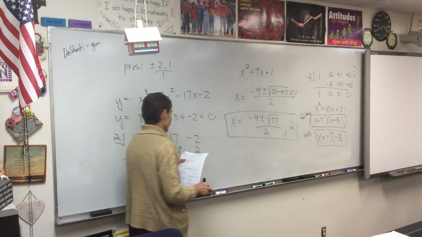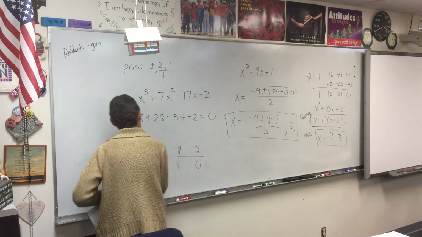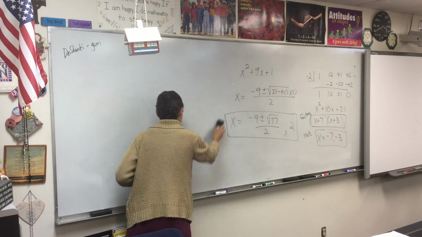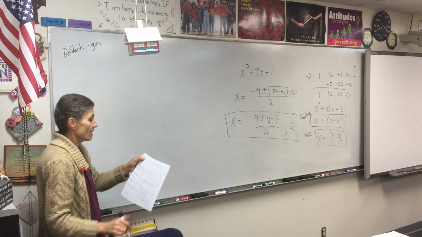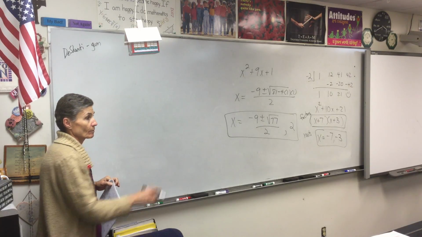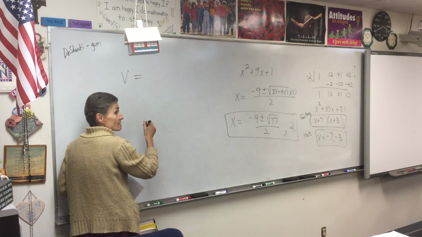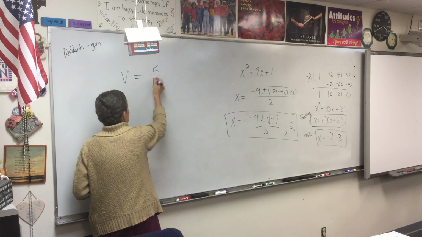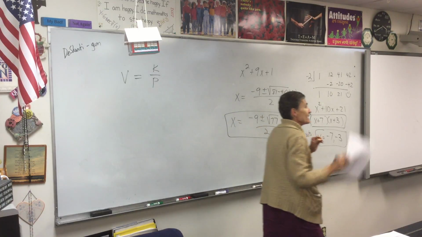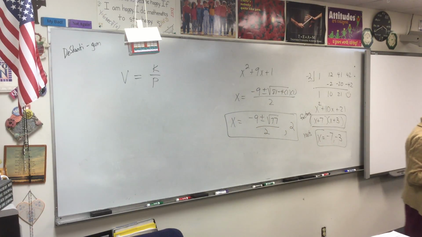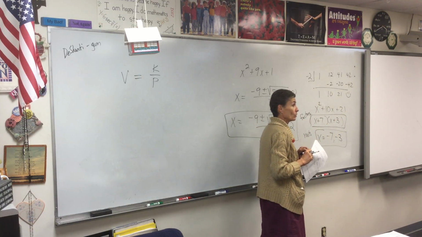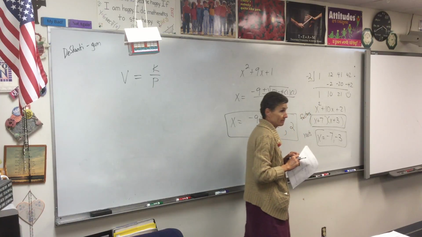All right, number 11. Volume varies inversely as pressure. Stop. Do not read any further. Write me an equation that represents volume varies inversely as pressure. V equals K over P. How did we know it was K over P? Inverse. That's what we do with inverse. If it were direct, it would be V equals K times P.